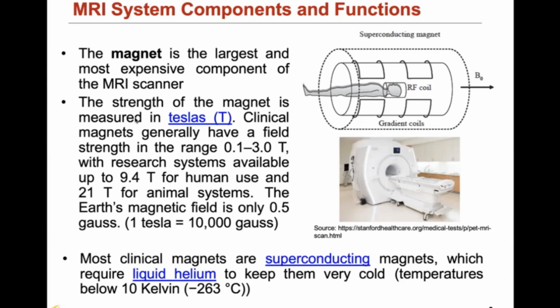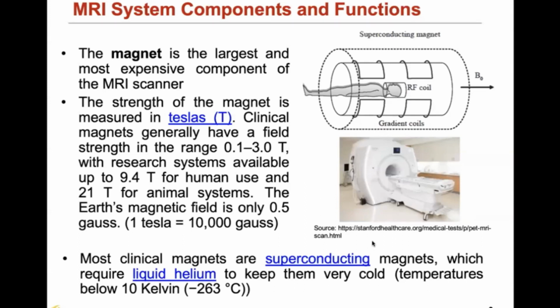The strength of the magnet is measured in Tesla. Clinical magnets generally have a field strength in the range of 0.1 to 3 Tesla. There are typically 2 types of MRI machines, 1.5T or 3T. There are also systems that can reach up to 9.4T for human use and 21T for animal systems. To give you some perspective, the Earth's magnetic field is only about 0.5 Gauss, so you can see that the magnet is much stronger.